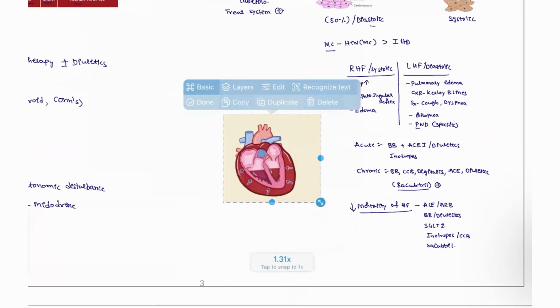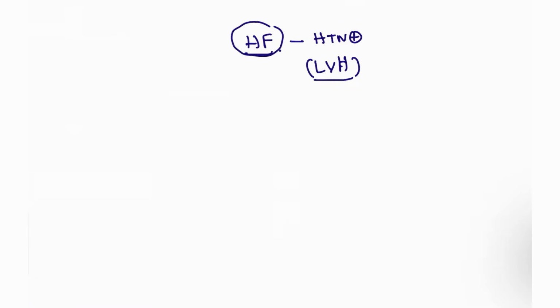Okay, so let's see the mechanism of heart failure. The most common cause will be left ventricular hypertrophy, right? Left ventricular hypertrophy is the most common cause, due to hypertension. The patient will have hypertension, which will lead to left ventricular hypertrophy. What happens when there is left ventricular hypertrophy? It will cause fluid overload because it cannot pump properly. This fluid overload will lead to decreased blood pressure and also decreased cardiac output.